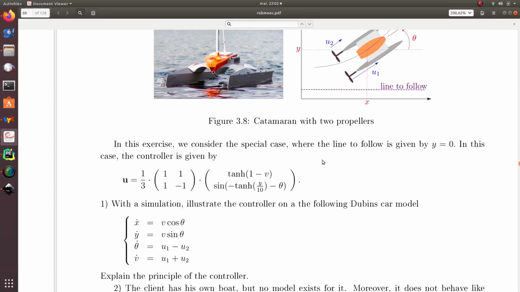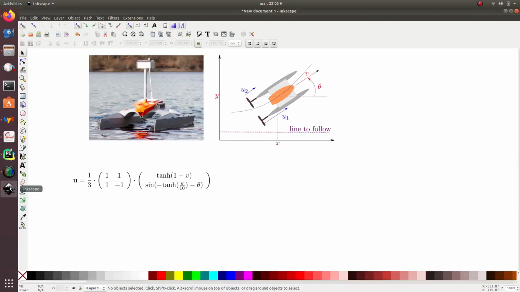The controller is given by this, so U1, U2 is given by this formula. And what we have to do first is to simulate this controller on a Dubins car model, just to understand how it works, and also to explain the principle of the controller. So the controller is given by this, and U corresponds to U1 and U2.